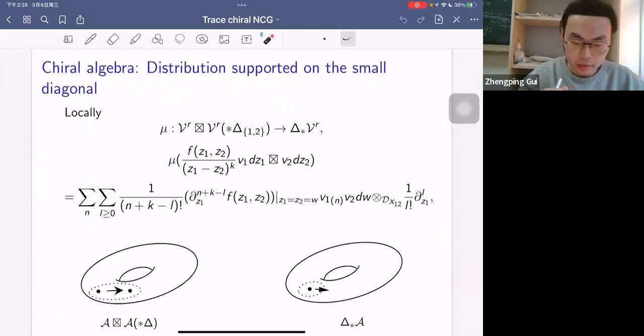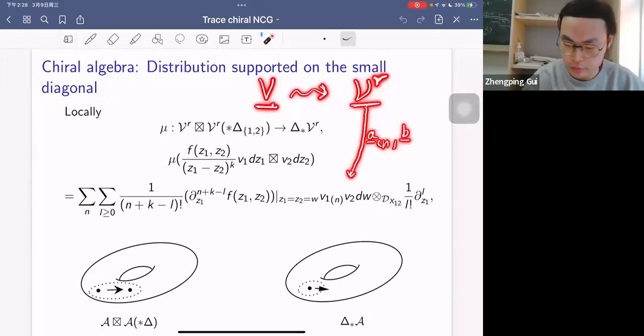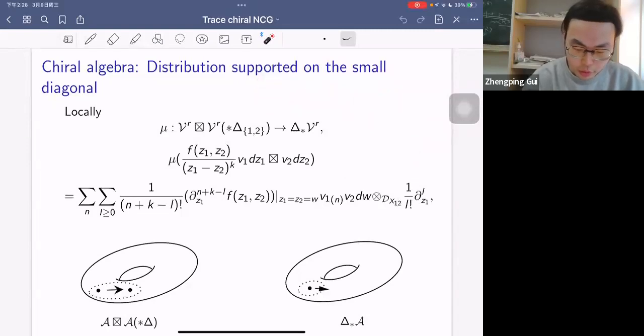So the explicit construction of the chiral algebra structure mu can be written as the following. From a quasi-conformal vertex algebra, we have the vertex algebra bundle, and we transfer it into a right D module. And locally, in the vertex algebra, we can use the nth product. So with two elements, we can compose them. In this way, we define mu by these two local sections.